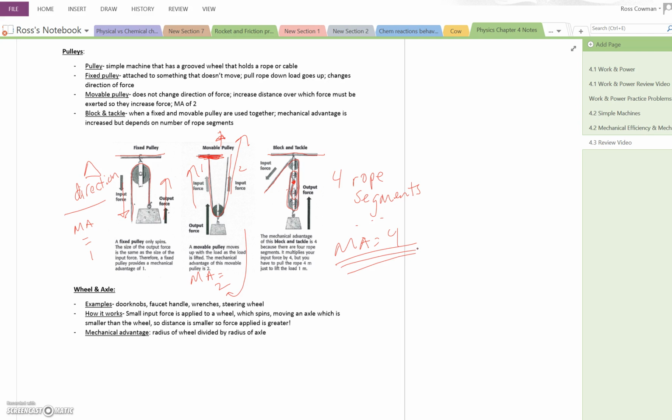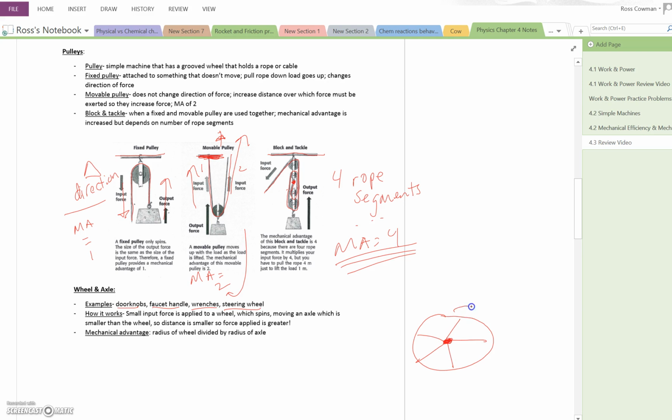So the wheel and axle, you've used these all the time. You've used them in doorknobs, you've used them with wrenches, a steering wheel in a car, or a faucet handle. So essentially, you put a small input force to the wheel, right? Here is your wheel. And in the center, like we can imagine this is a steering wheel, a part that we don't really think about is there is an axle within there that then turns.